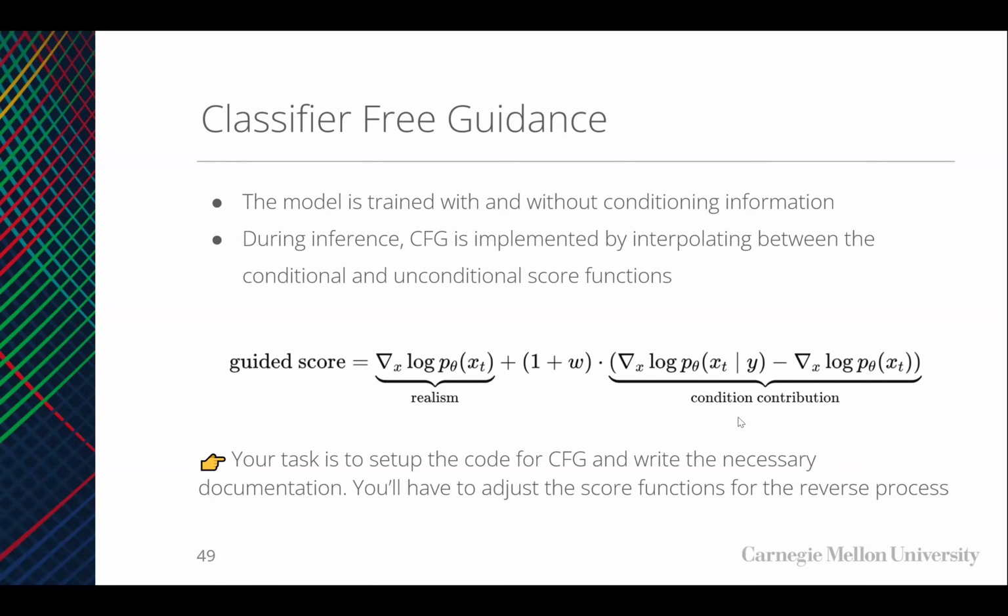Now, your task in this assignment guided project would be to set up the code for classifier free guidance and write the necessary documentation. You'll also have to adjust the score functions for the reverse process. I know this equation does seem long, but most of it is given for you, and you'll be playing around a lot with just some parameters here to make sure or to evaluate the quality of your final output.